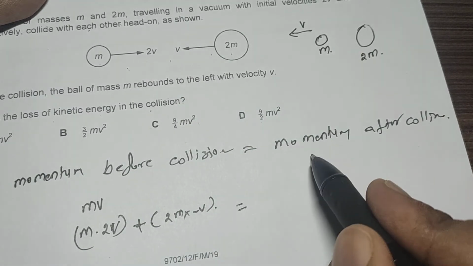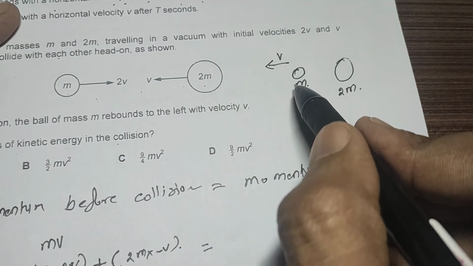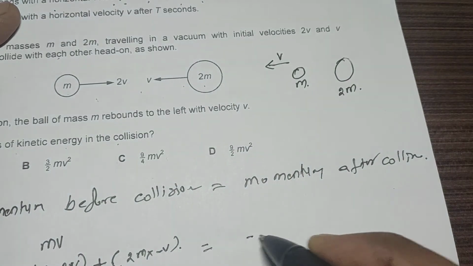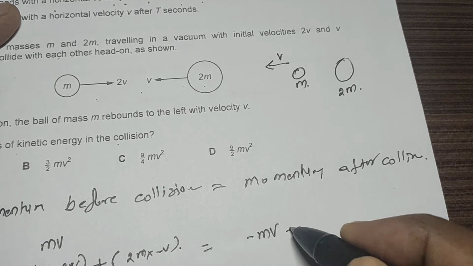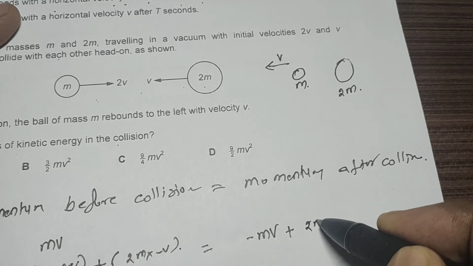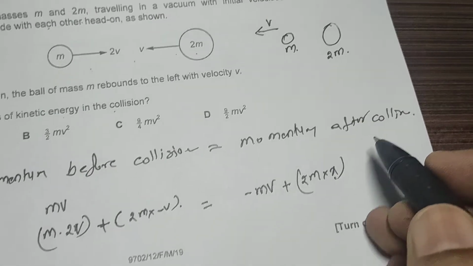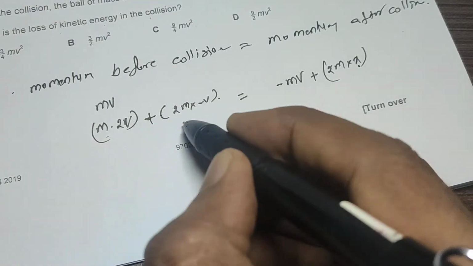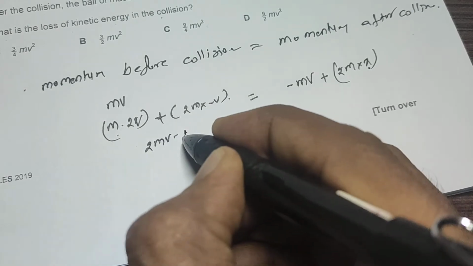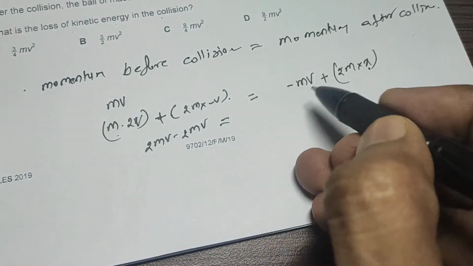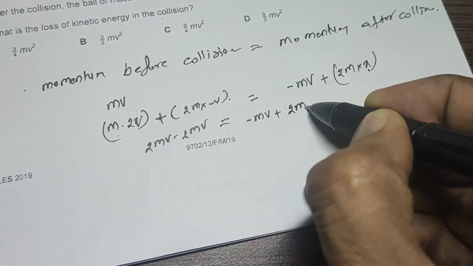That is equal to momentum after collision. So this one is moving to the left with velocity v, so that will be minus mv, plus 2m times x. You don't know what the x value is because we are going to find the velocity, right? So 2mv minus 2mv is equal to 0. That is equal to minus mv plus 2mx.